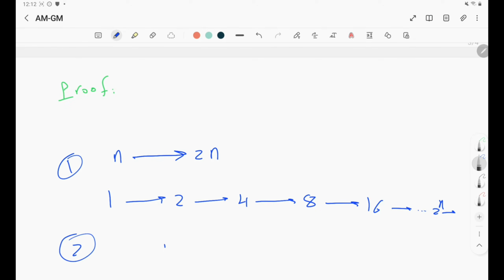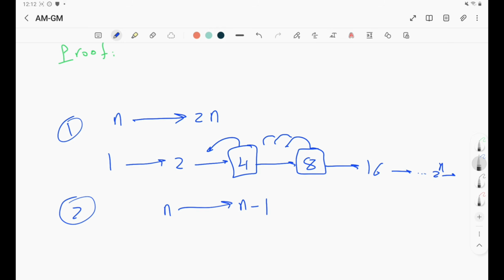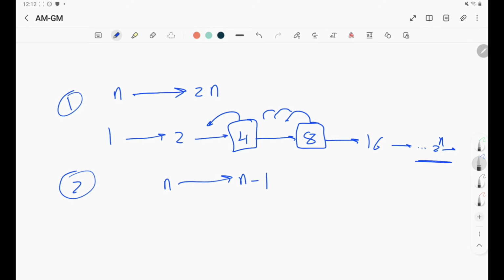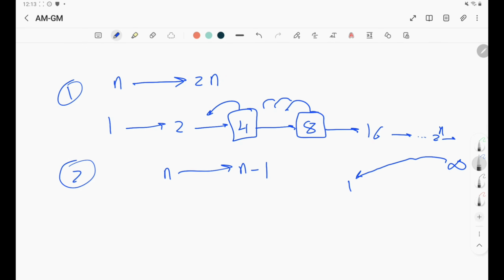We have another process which is going down from n to n minus 1. So for example, now how can we cover 3? Easy. Because 4 is correct, we can use process 2 to cover 3. How can we cover 5? Well, easy. From 8, we can cover 7, and 7 covers 6, and 6 covers 5, and so on. In fact, the only usage for process 1 is just to give us big values. If we go to infinity, then we use process 2 to go down till 1. So this idea is really cool, and let's see how we can prove the AMGM using this idea.